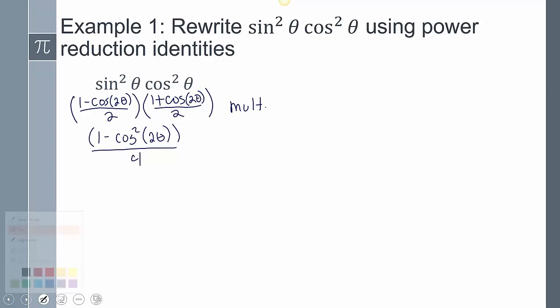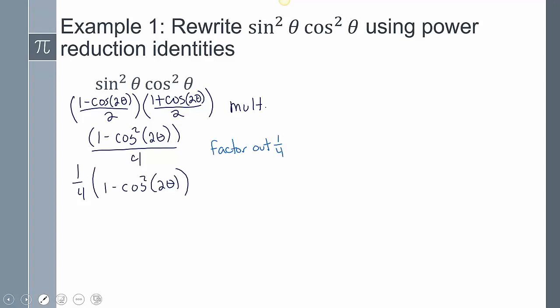I did first, outer, inner, last, FOILed or distributed. 2 times 2, that gave me that 4. Now we're probably wondering, like, wait, I still have that cosine squared. And you're like, you're right. You're going to see how things simplify here.